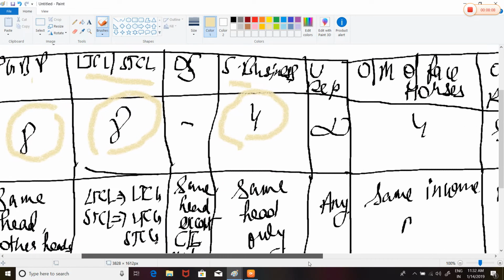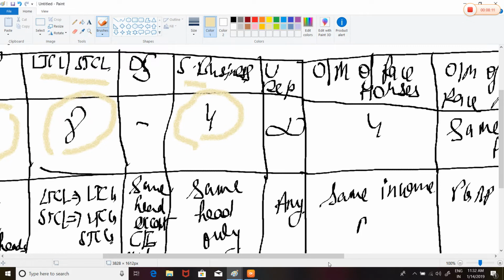Next is unabsorbed depreciation. What is unabsorbed depreciation? We'll discuss it in the next lecture. Unabsorbed depreciation are required.